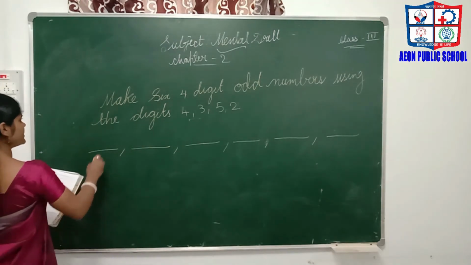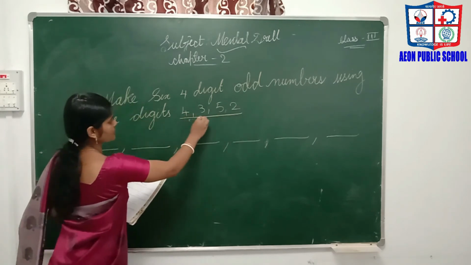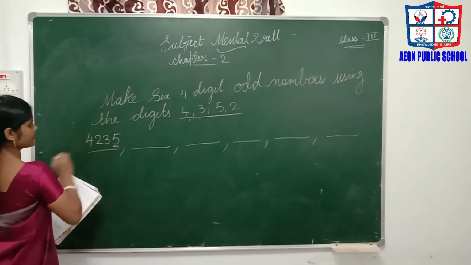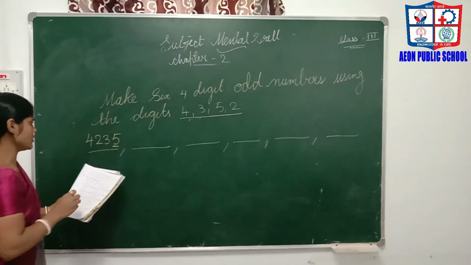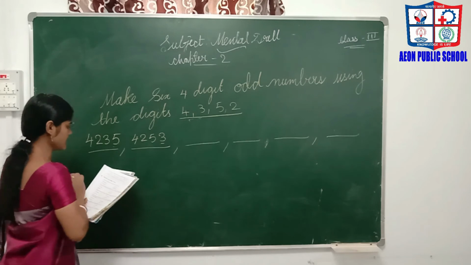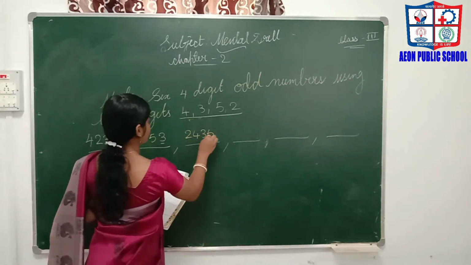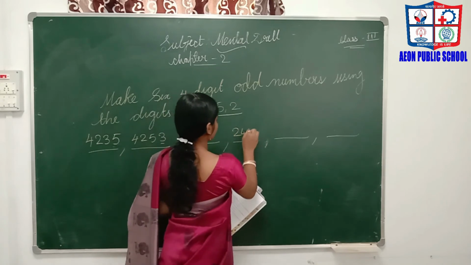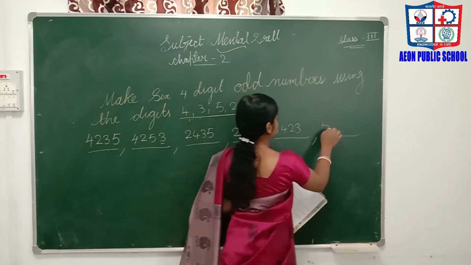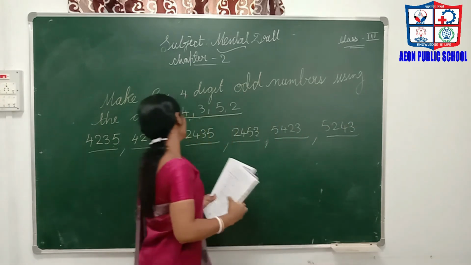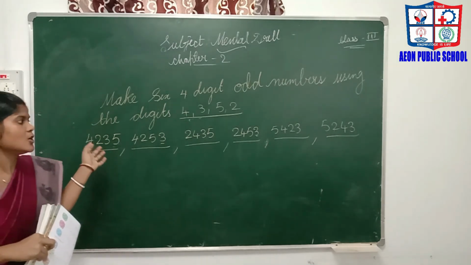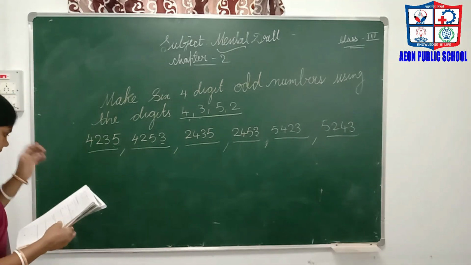So how will you make these odd numbers? By using only these 4 digits, 4, 3, 5, 2. If the last number is odd, then the whole number is odd. So 4, 2, 3, 5. 5 is odd. Then 4, 2, 5, 3. 3 is odd. Then 2, 4, 3, 5. 5 is odd. 2, 4, 5, 3. Here also 3 is odd. Then 5, 4, 2, 3. Then 5, 2, 4, 3. If the last number is 3 or 5, both are odd numbers. If the last number is odd, obviously the whole number is odd. Same like that.